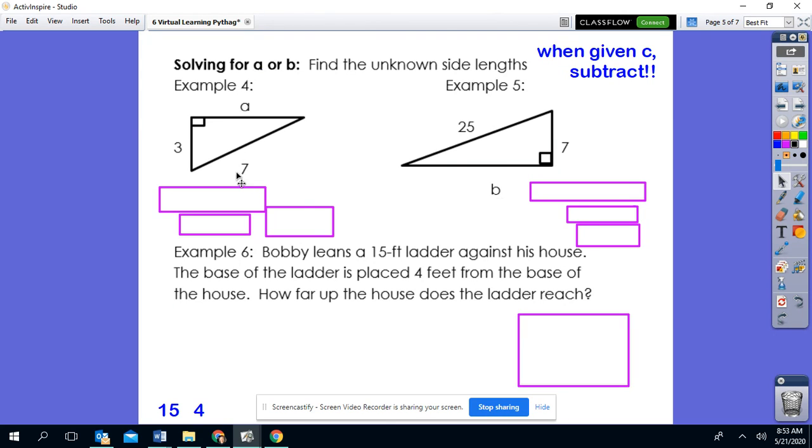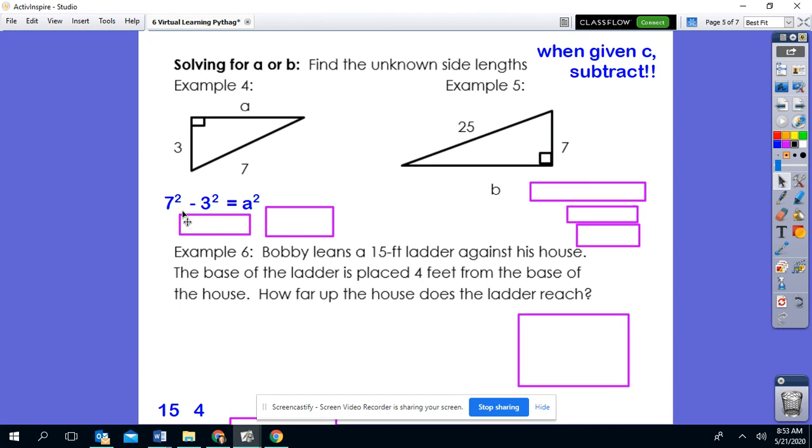So you know that 7 is C, so that's what you're going to put first. We are going to square that. And instead of adding, we subtract. So you take C and square it, and then you subtract whatever leg you're given. And that will give you your missing side. So in this case, we're looking for A. Again, A and B are kind of interchangeable.